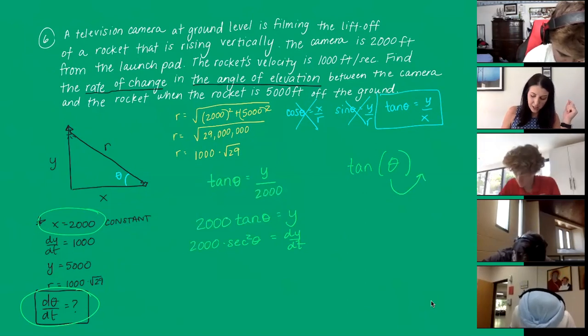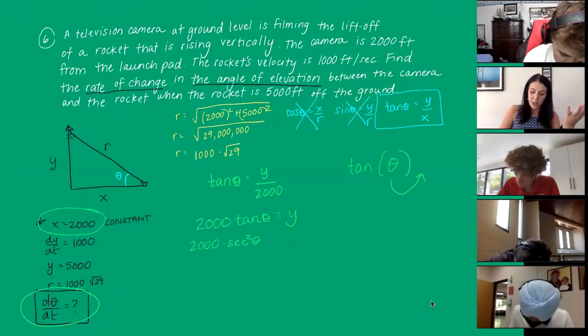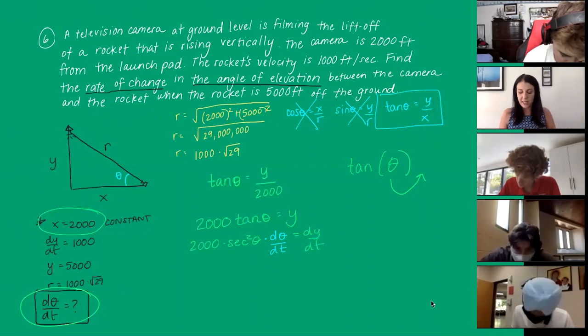So I am guessing what Conrad had is what most of you had. There's an important thing missing, which is the thing we're trying to find. You should have a d theta dt being multiplied by that secant squared theta. And then everything else looks good, equals dy over dt.